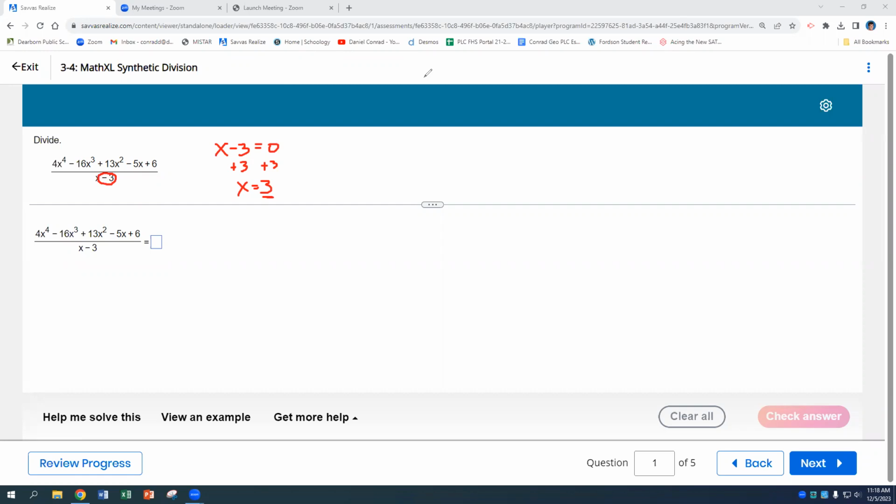Okay, so we're going to start off by writing all the coefficients here. So 4, negative 16, 13, negative 5, and 6. And then we're going to use 3. We're not going to use negative 3, right? We've got to use positive 3. You can think of it as switching the sign on the bottom.